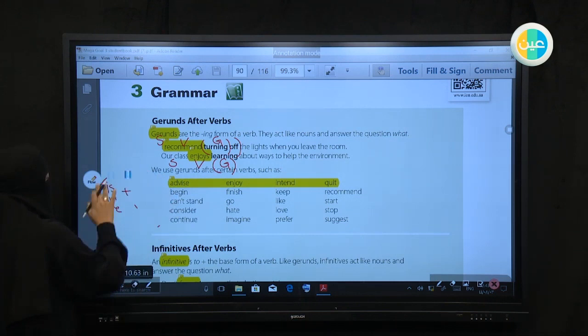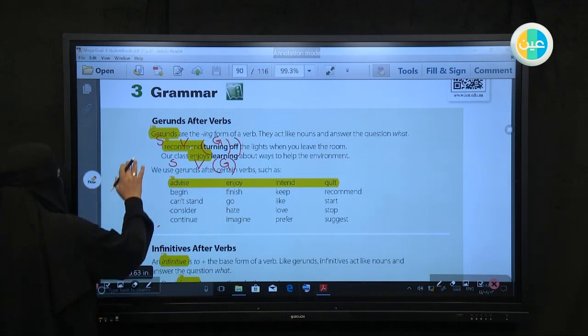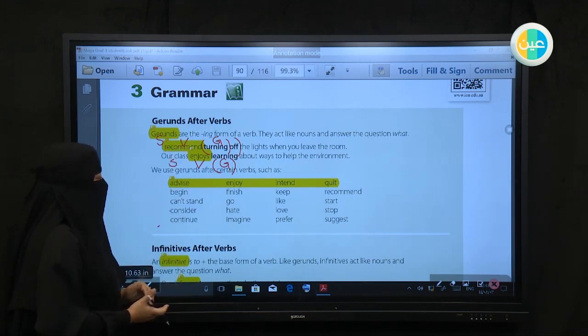Alright, so let's talk a little bit about some of the examples. عندنا بعض الأمثلة هنا تحت. Let's check and see. You should keep in mind one piece of information. The gerund usually comes after certain verbs. أفعال محددة نستخدم بعدها الgerund بالING. وهذه الأفعال اللي محددة عندك هنا.